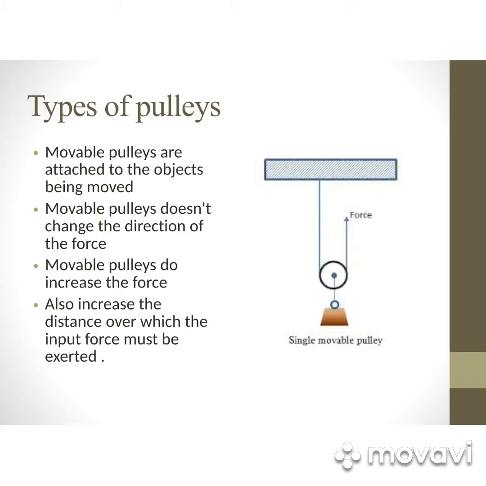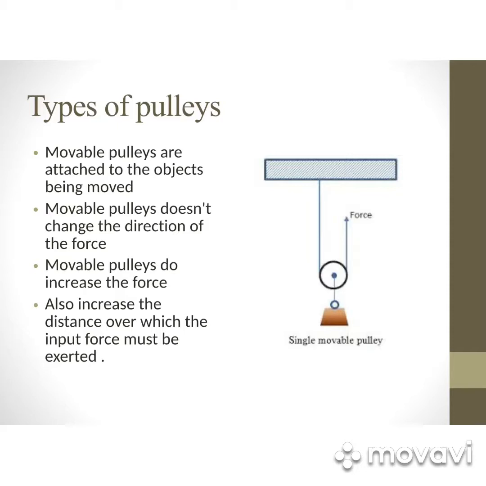Second type of pulley, you guessed it, the movable pulley. Movable pulleys are attached to an object being moved. So a movable pulley is not anchored, is not fixed, it is actually moving. A movable pulley does not change the direction of the force. It increases the force, but also increases the distance over which the input force must be exerted.